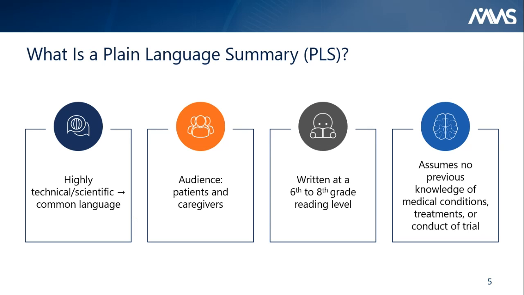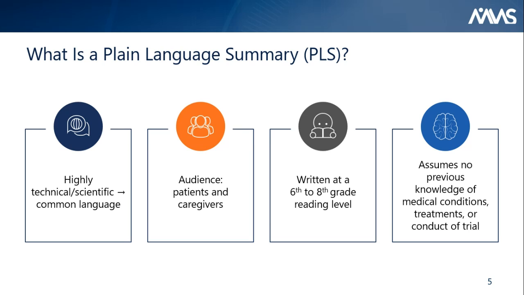So a plain language summary is a short and basic description of clinical trial results, and essentially it's a distillation of a highly technical scientific summary into a summary that's geared toward patients and caregivers. So it has to be written in lay or common language that can be easily understood by somebody who reads at a 6th to 8th grade reading level.